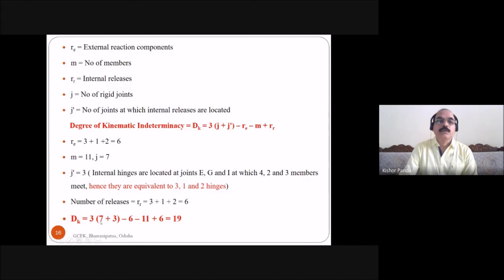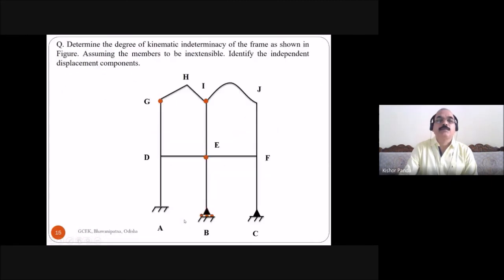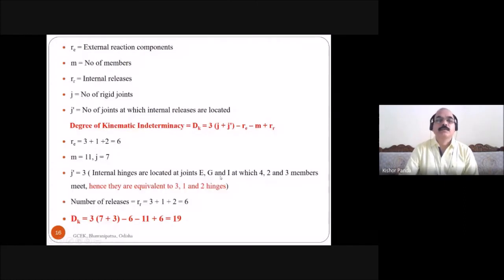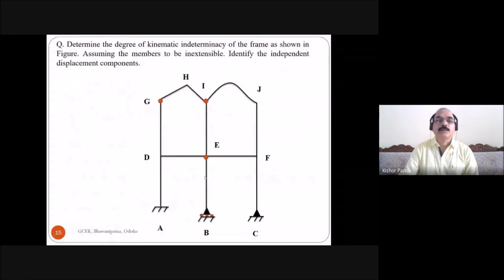Then you put this value in this equation, dk is equal to 3j plus zs minus re minus m plus r. So dk is equal to 3 times 7 plus 3 minus 6 minus 11 plus 6, which is equal to 19. So the degree of kinematic indeterminacy of this frame is equal to 19. Then you give the direction of the displacement.